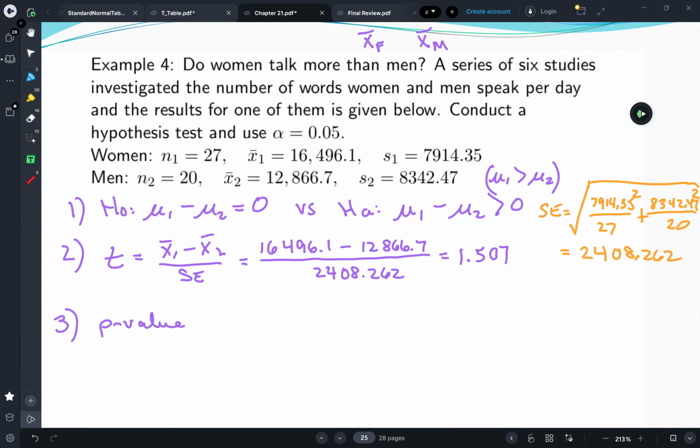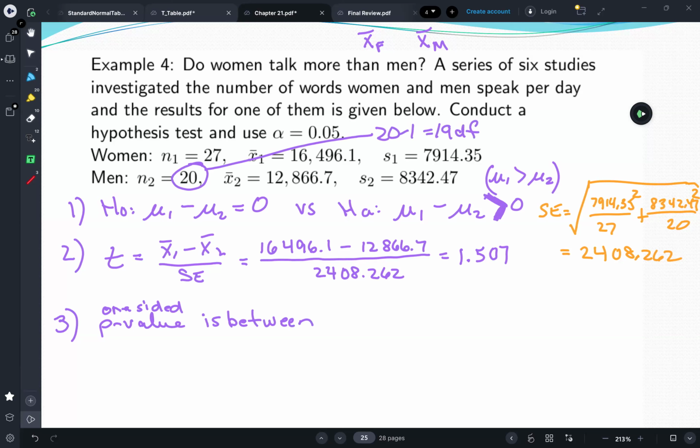We need to get the p-value. And remember, this is a one-sided p-value because we're looking at greater than, right? So we need how many degrees of freedom? Anybody want to guess what the degrees of freedom is for this question? Yes. 19. Yes. So we take the smaller of the two. There's less men than women. We have 20. So 20 subtract 1 equals 19 degrees of freedom.